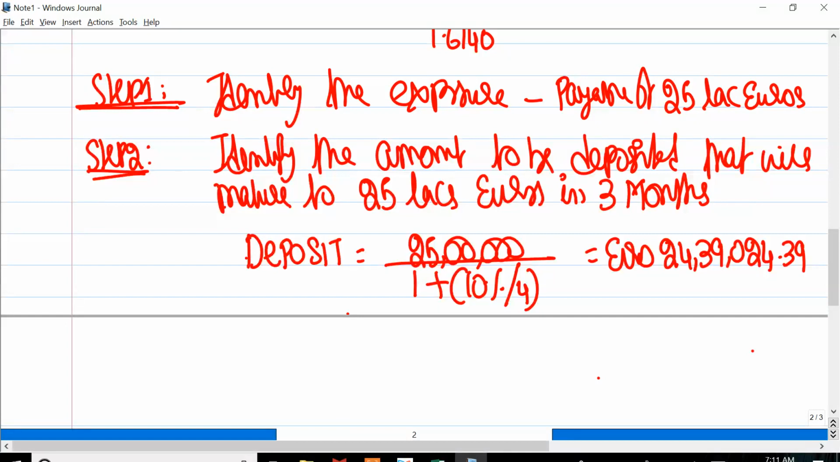Any doubts on this? I have to create a deposit of 24,39,024 euros, and for that I need so much money. Any doubts on this?